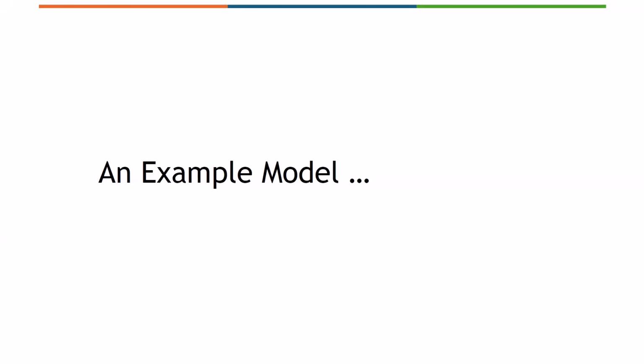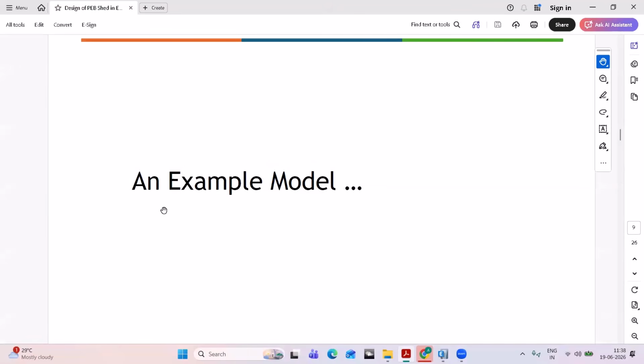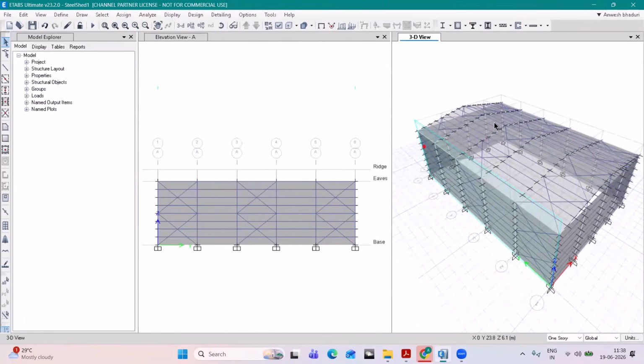Let's quickly jump to an example model where we will verify these steps one by one. This is the model of the industrial shed that we had discussed in the previous webinar. Okay, so I will just run the analysis.